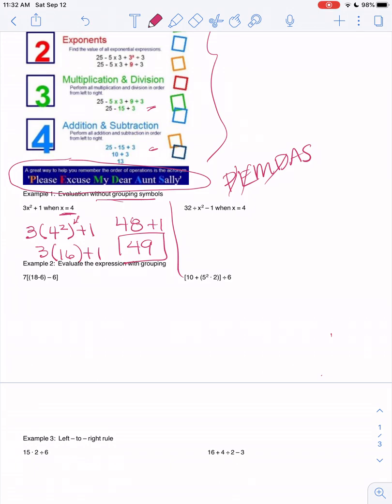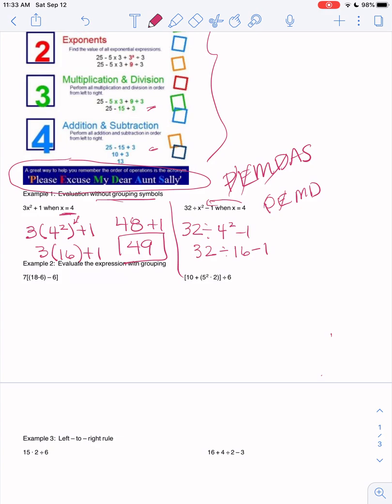Let's try one more. Again, this time they say replace the x with a 4. So we have 32 divided by 4 to the second power minus 1. Again, no parentheses on this one. So we move on to exponents. 4 squared is 16, so 32 divided by 16, minus 1. We took care of exponents.